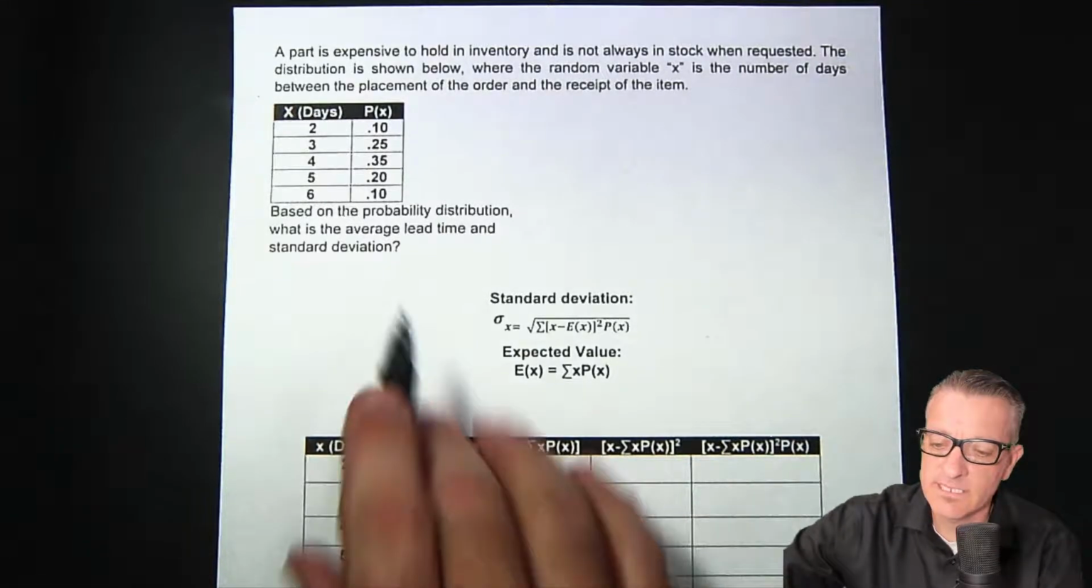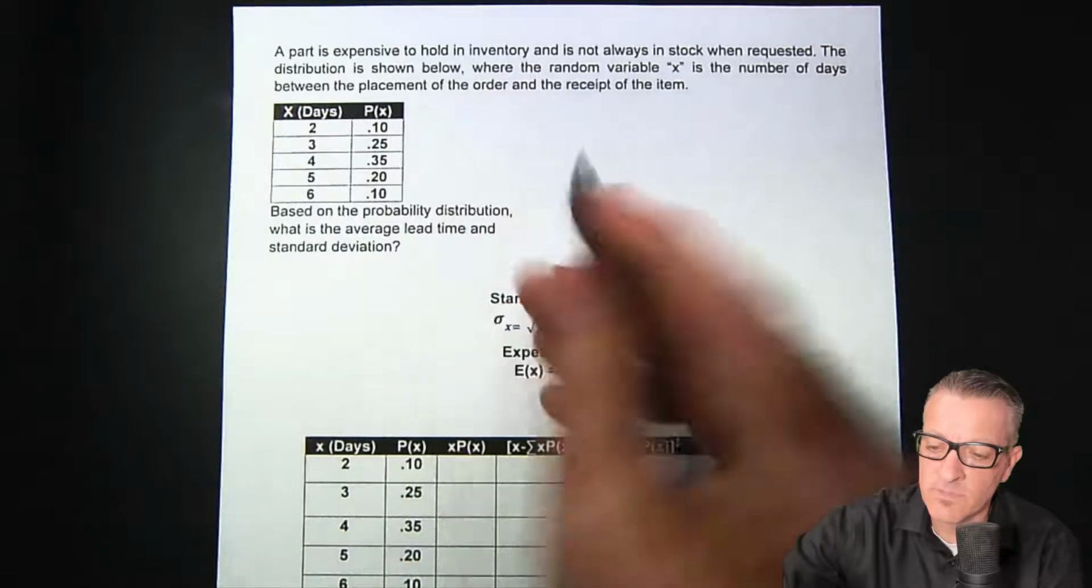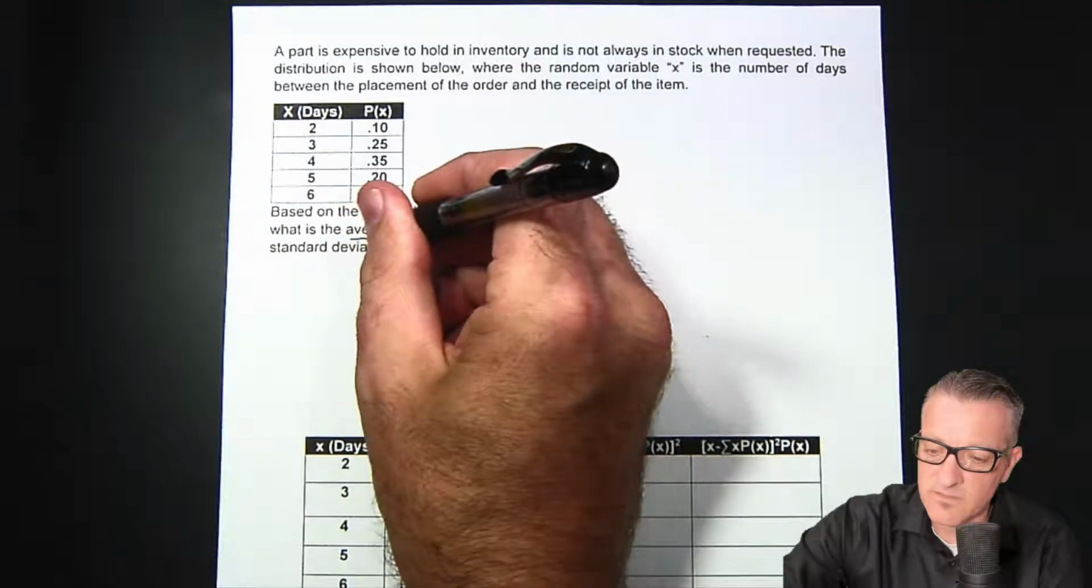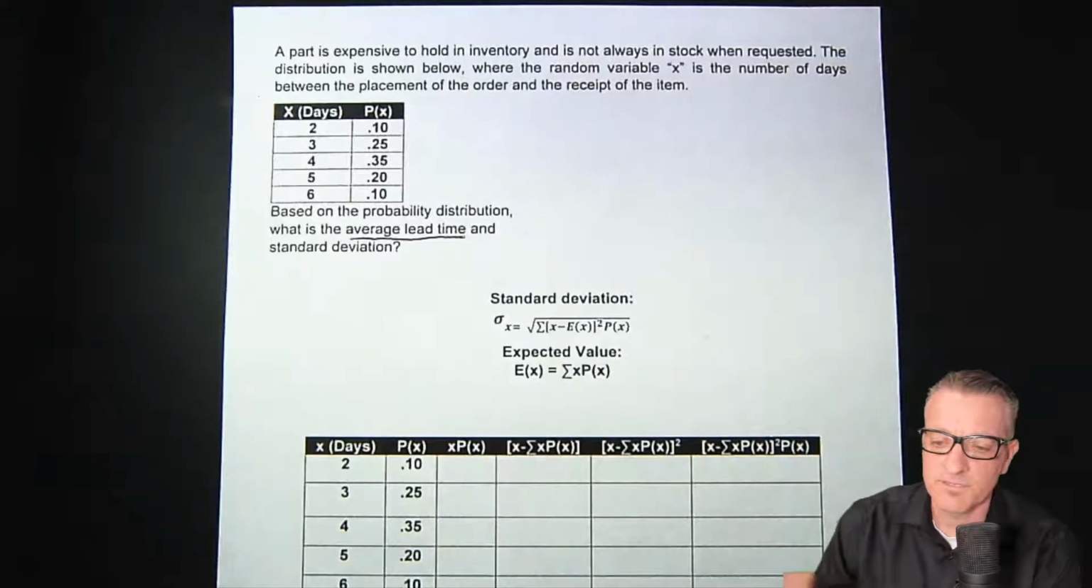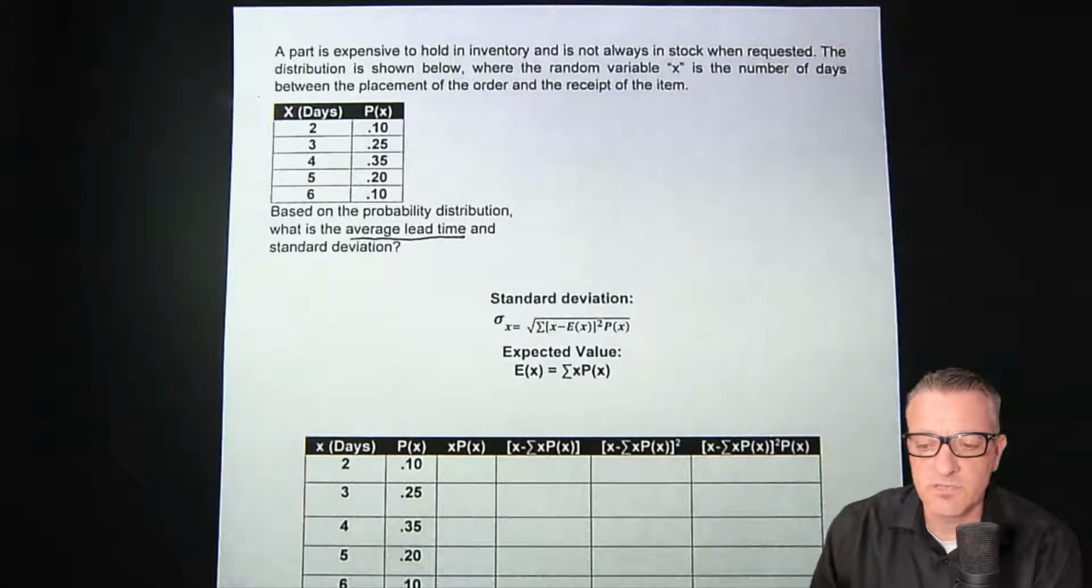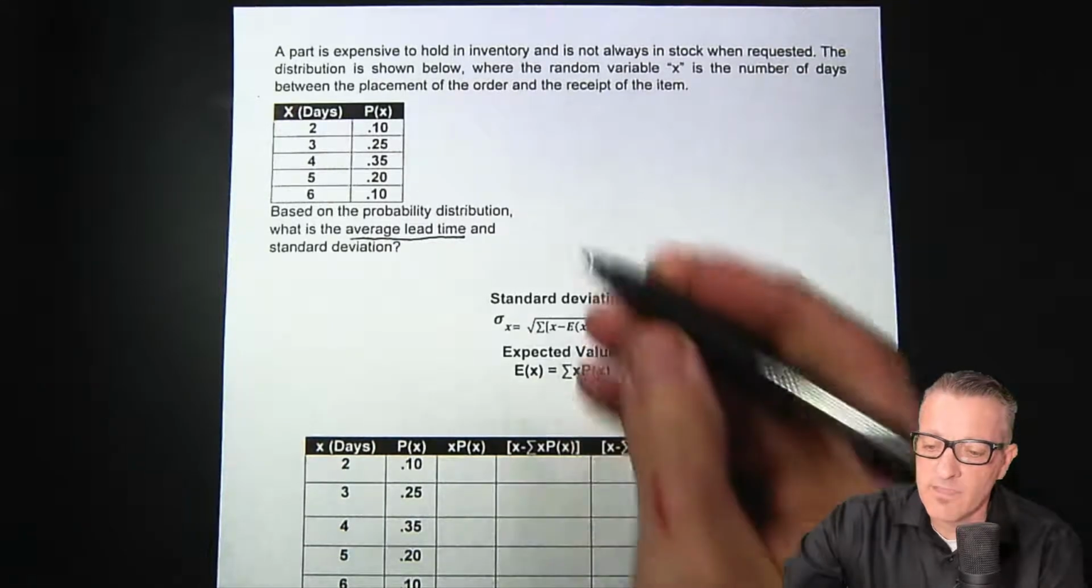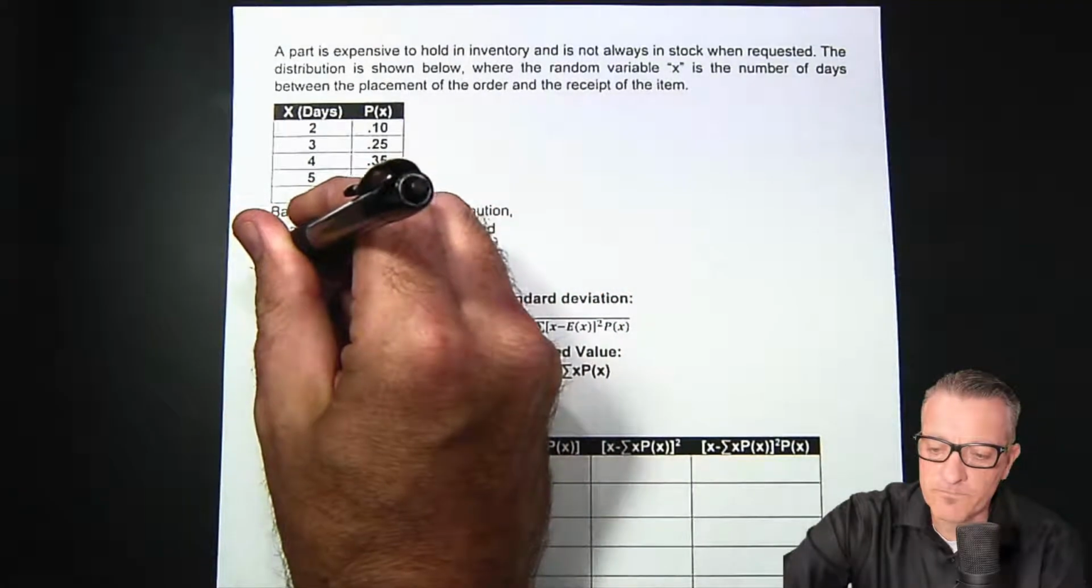Okay, so the average lead time for us is essentially the expected value, also known as usually the mean when we're working with statistics, but for discrete probability distributions, we call it expected value, okay? And then the standard deviation.